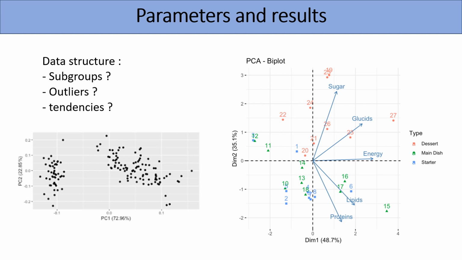Now we can look at the individuals' projections on the principal component space. As previously announced, this helps us visualize the data, looking at its structure, identifying subgroups, possible outliers or tendencies. Here on the left, we can see that the data clearly splits into two subgroups. On the right example, the data has been labeled, and PCA shows that there is a clear separation between desserts on the one side and starters with main dishes on the other side.